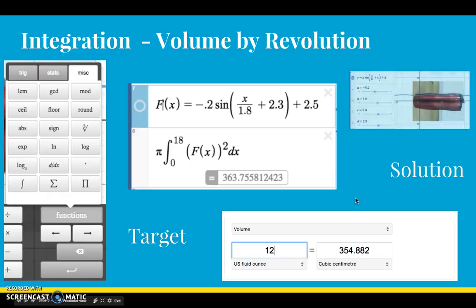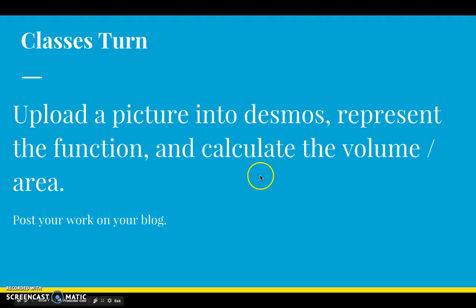Okay, so here's what I would like for the class to do. Take any picture, anything you want to represent, or anything that you want to find the volume of or the area of. Use Desmos to find a function that represents some aspect of that shape or object and calculate the volume. Once you get that, you can post it on the blog with the other assignments.